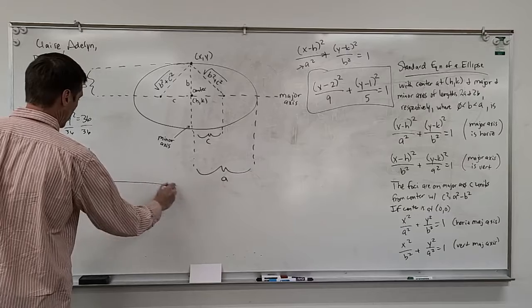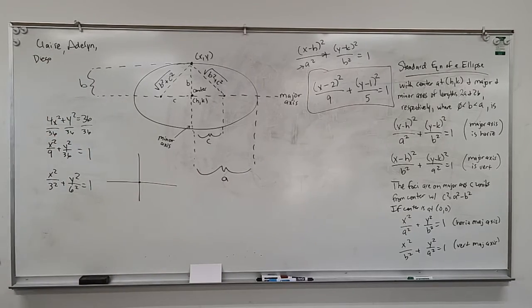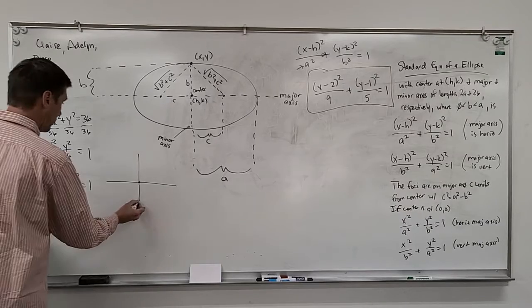So we've got a center right here, 0, 0. The A distance is 3 squared, so A is 3. B is 6. So which way is this ellipse oriented? Which way's the long side? Vertically. I forgot how we do this again. So how do we do this?